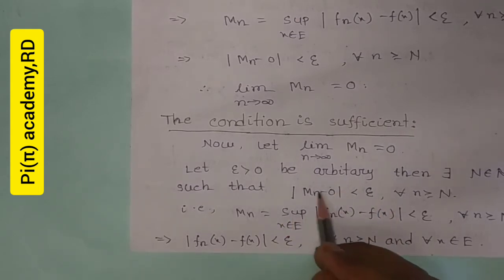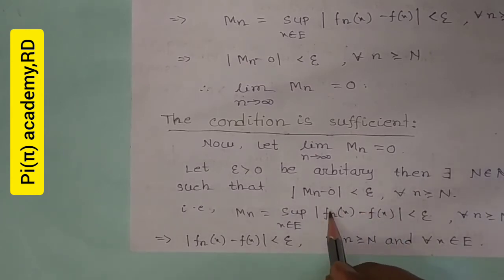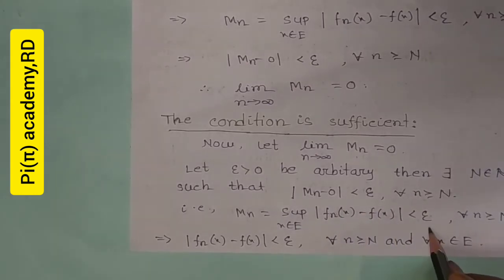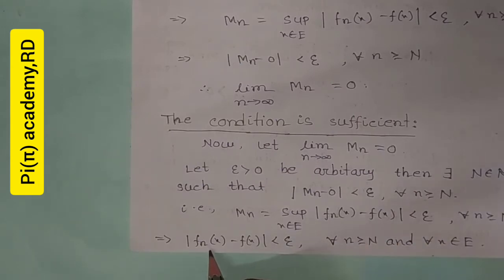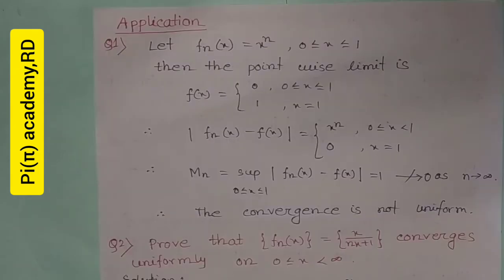Since Mn minus 0 is less than epsilon, therefore the sup of this, Mn, is also less than epsilon for all n greater than or equal to capital N. Since the sup of mod fn(x) minus f(x) is less than epsilon, it is obvious that mod fn(x) minus f(x) is less than epsilon for all n greater than or equal to capital N and for all x belonging to E. And this is the condition of uniform convergence of the sequence of functions fn, hence the result.